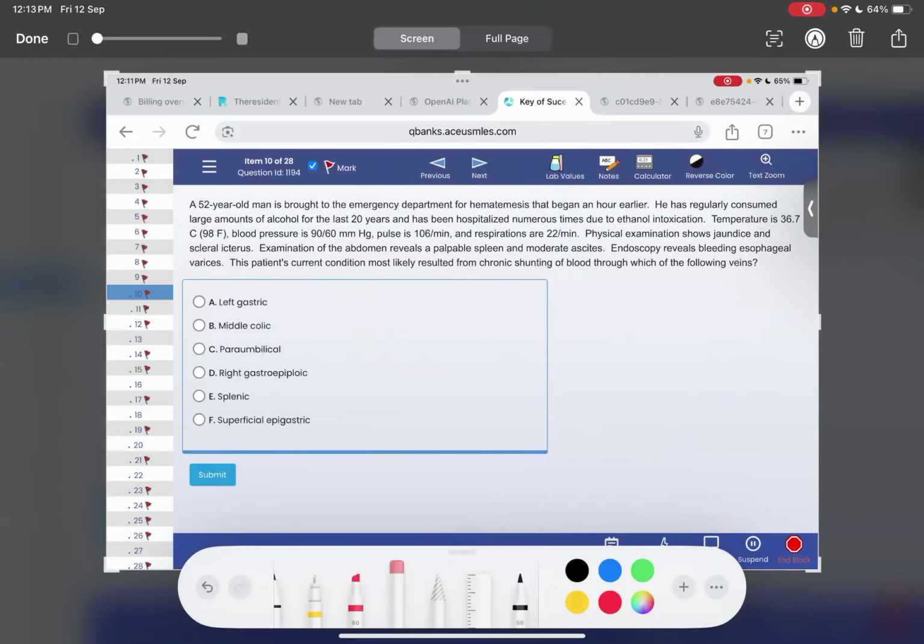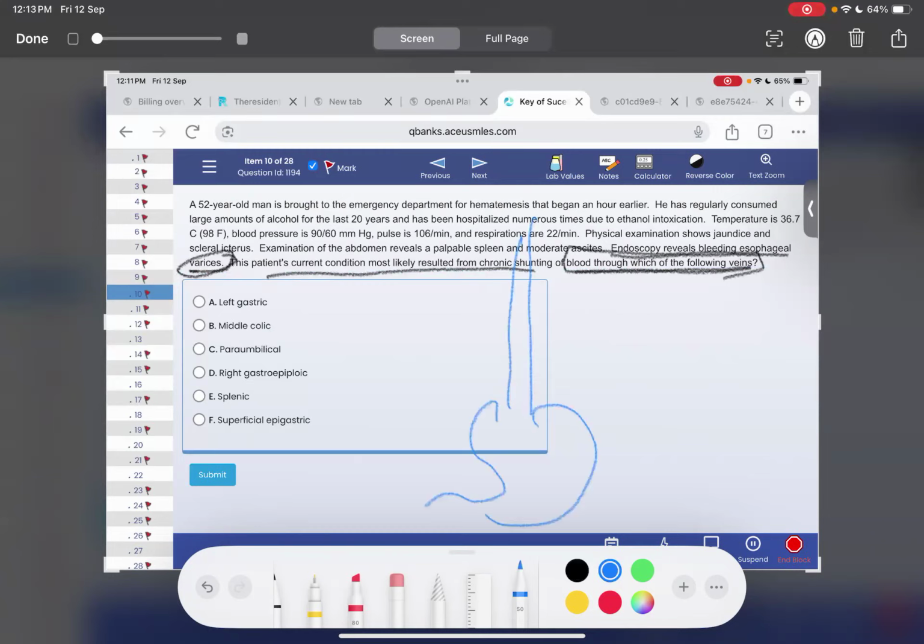So let's simplify it. Endoscopy reveals esophageal varices. The current condition has led to chronic shunting through which of the following veins? For example, this is your esophagus, stomach, and bleeding is over here, bleeding esophagus over here. So what do you think? The patient is having... Can someone go to the stem?